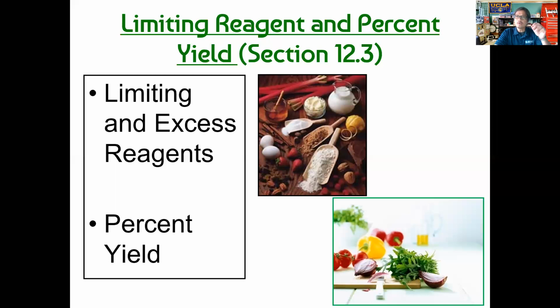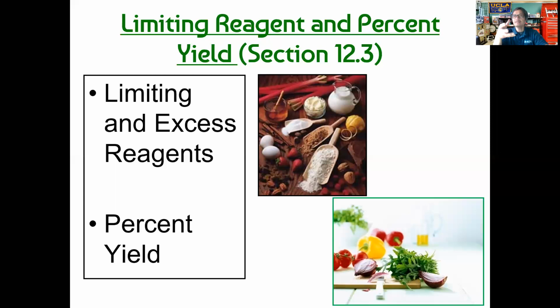There's always going to be one of the ingredients that, if you don't have enough of it, will limit how much product we're going to get. We refer to that limiting ingredient in chemistry as the limiting reagent. A reagent is an ingredient. So that's how you want to think about this.